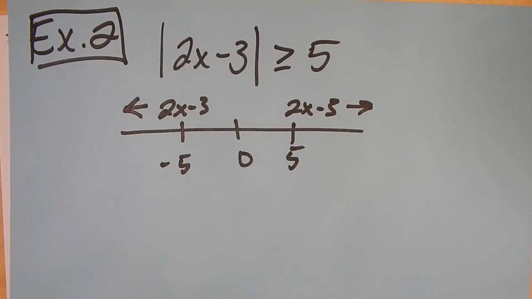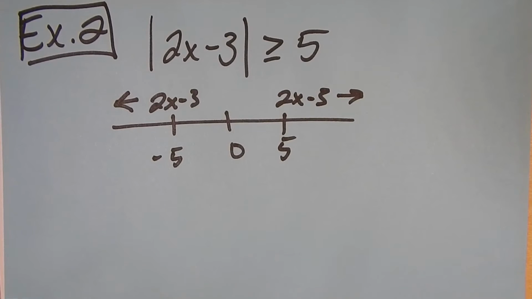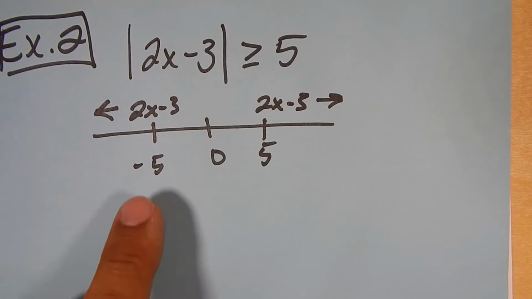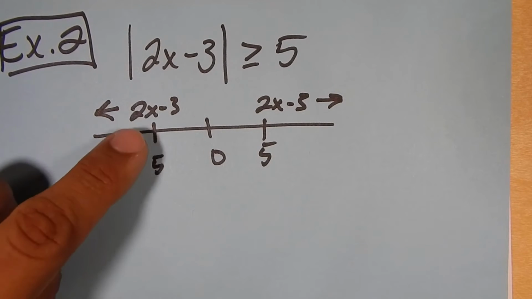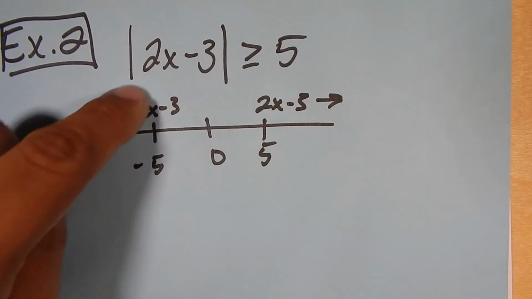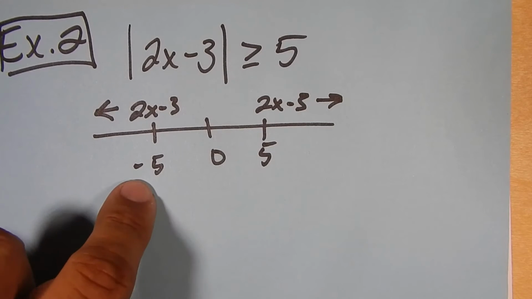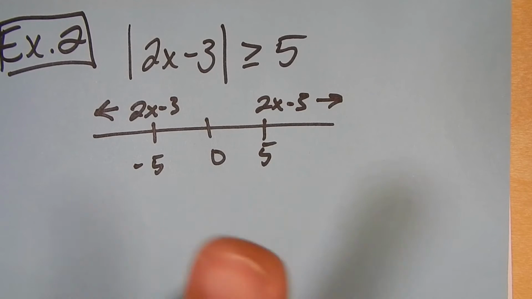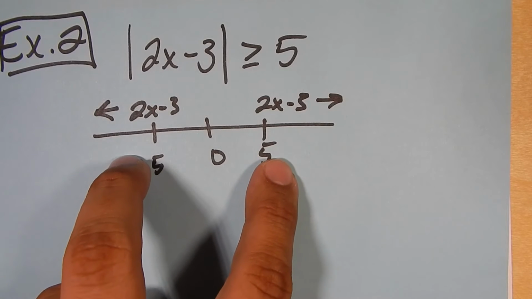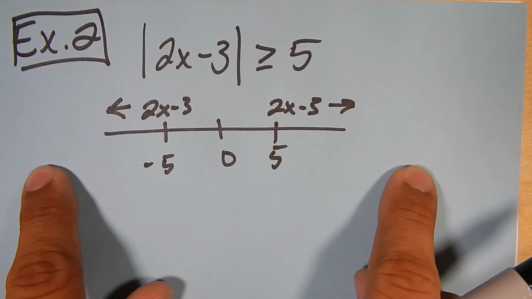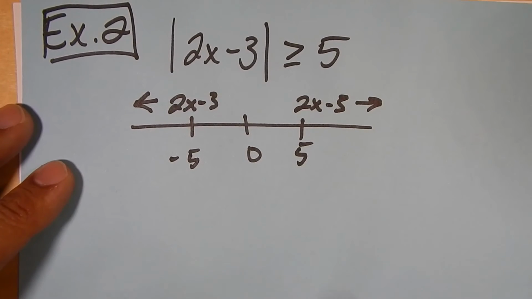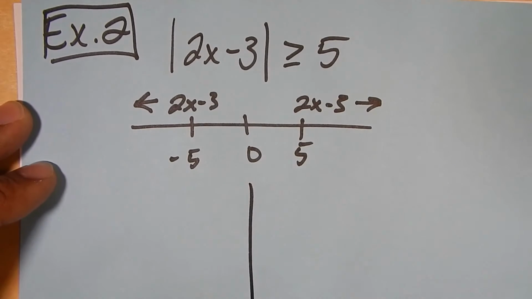Okay. Example 2. We have 2x minus 3 is greater than or equal to 5. So the distance from 0 that this expression is 5. So it could be at negative 5 or it could be at positive 5. And it's greater than, which means that the solutions we're looking at are to the outside. So this is similar to what we've seen as an or statement. So let's split this up and solve it.